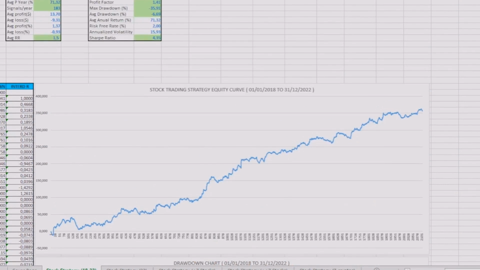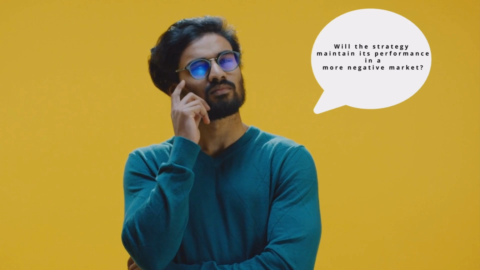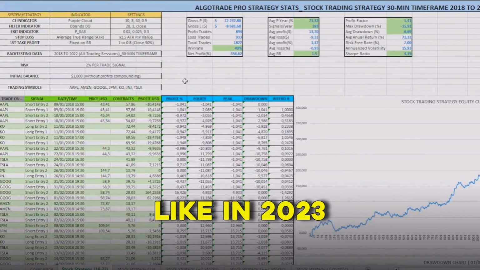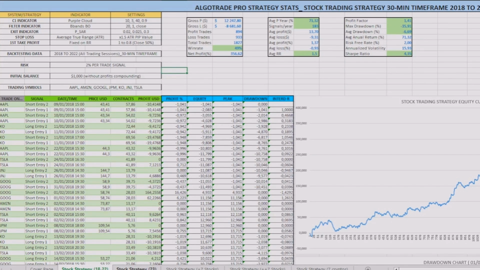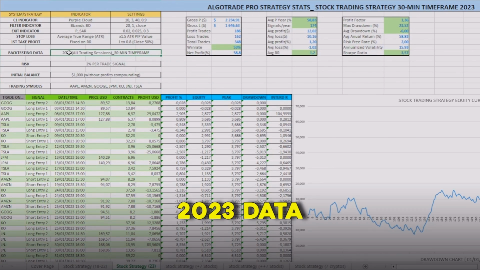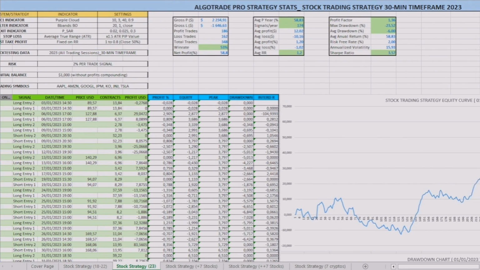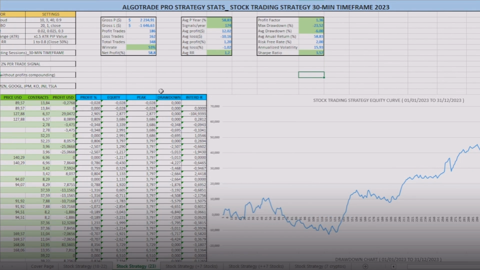But now you can be thinking if the strategy will maintain its performance in a more negative market, like in 2023, and that's a great question. Let's move on to the next Excel sheet to answer it. Here we have the results of the strategy applied on the exact same conditions and assets, but this time on the 2023 data, and it's easy to confirm that the results continue to be highly robust and profitable.